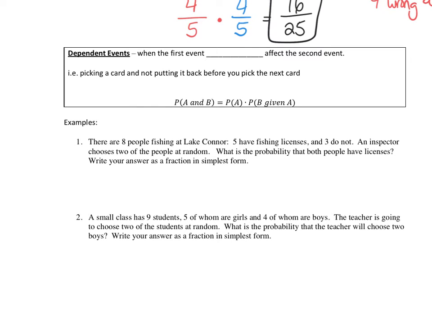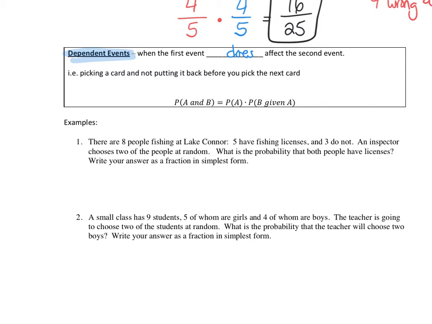Dependent events are the opposite. If you think about what the word dependent means, it means we depend on someone else. So the dependent event is when the first event does affect the second event. For example, an example of a dependent event would be picking a card up in a deck and not putting it back in before you pick up the next card.